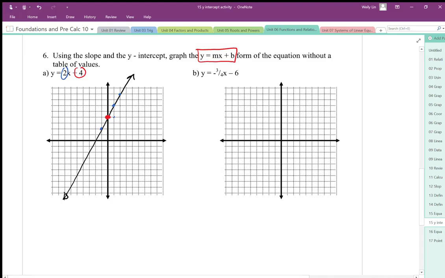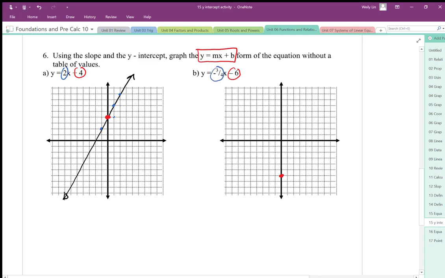We could do the same thing here. We can start with the y-intercept. So I'm going to start at -6. There's where it crosses the y-axis. When x is 0, y is -6. And then I can use my slope patterning to get the progression.